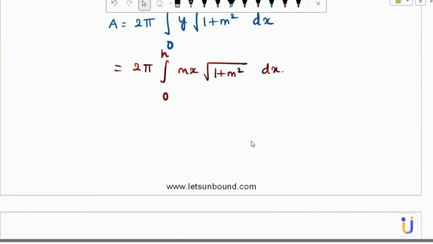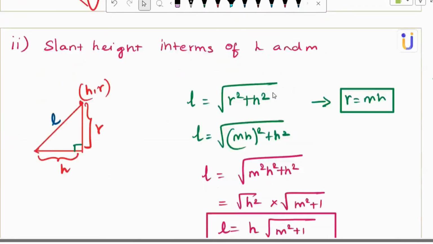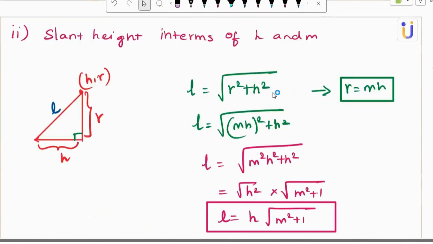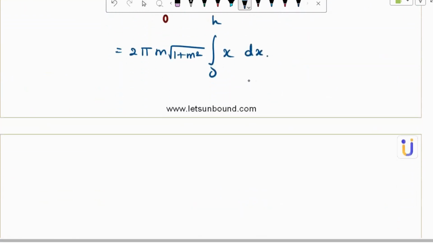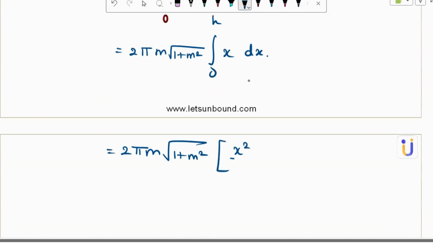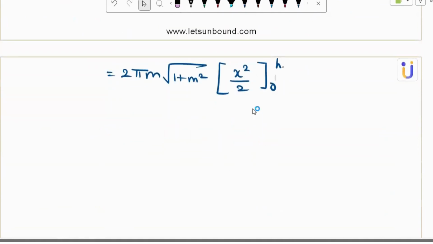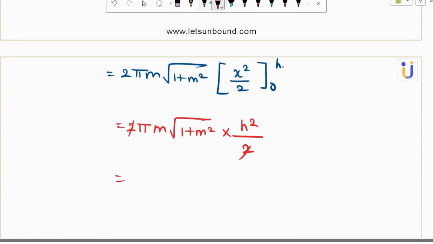Okay, m is a constant, right? So m root of 1 plus m square, we can take it out. So equal to 2 pi m into square root of 1 plus m square, take it out, integral 0 to h x dx. Again, the same integration technique from the formula booklet, we can use it. So when I integrate it, 2 pi m into square root of 1 plus m square, x square over 2, integral 0 to h. And we can substitute it now. So 2 pi m square root of 1 plus m square. We got h square by 2. 2 will get cancelled. So pi, and we got this m root 1 plus m square h square.